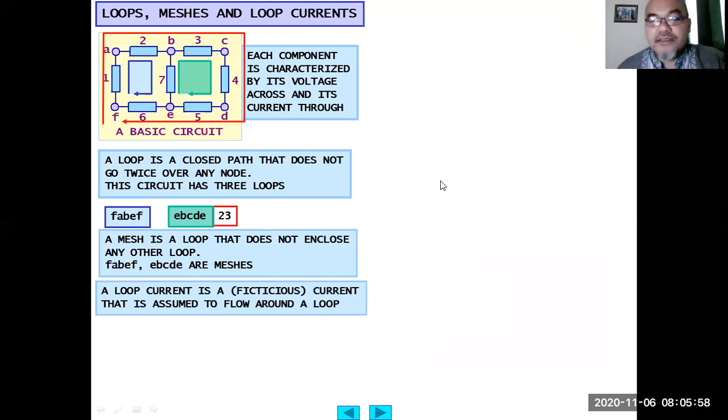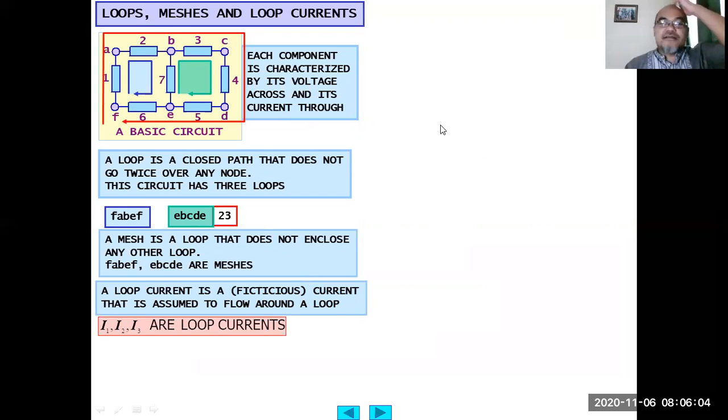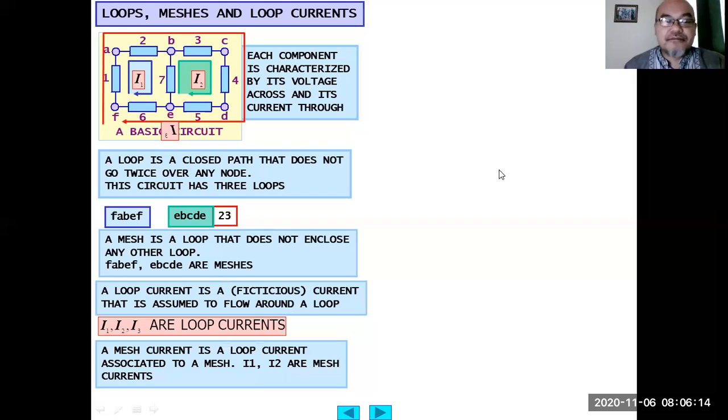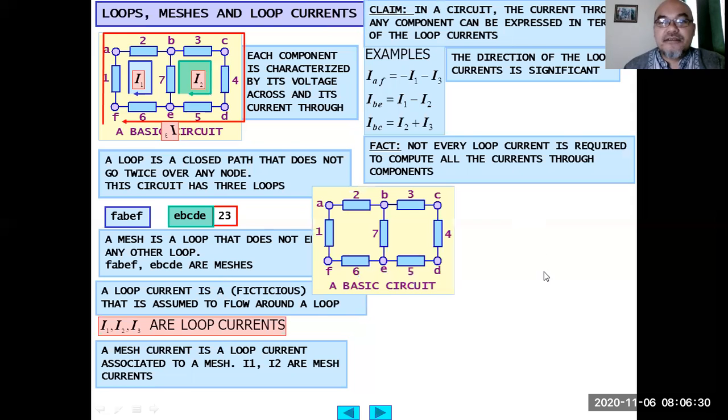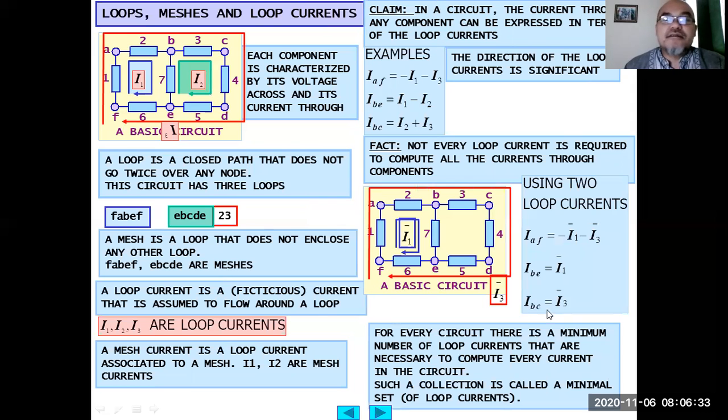Then we define a loop current, which is a fictitious current assumed to flow around a loop. In this case, I1, I2, and I3 are loop currents: I1, I2, and the outer loop current. A mesh current is a loop current associated to a mesh. In this circuit, the mesh currents are only I1 and I2, and I3 is not included. We discussed yesterday how to derive the loop current equations.